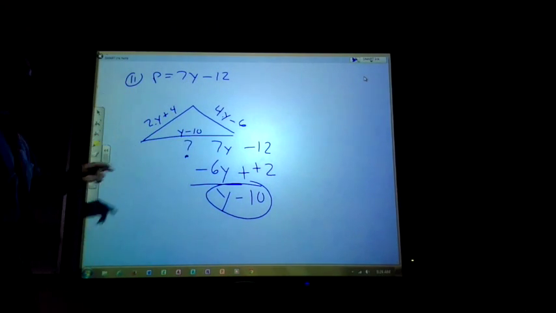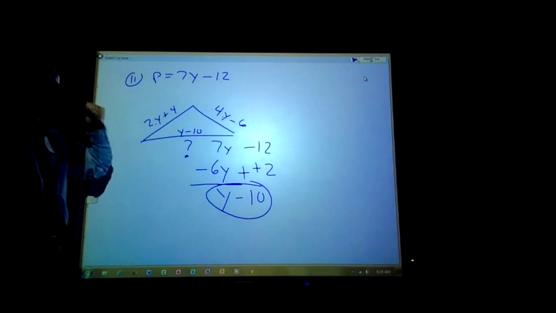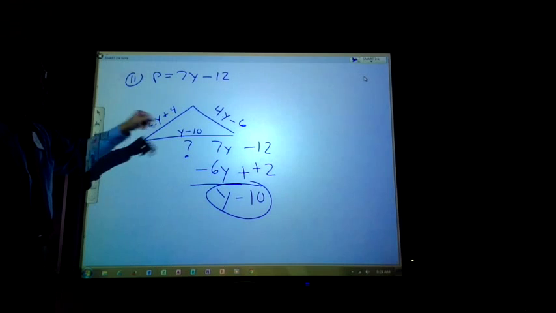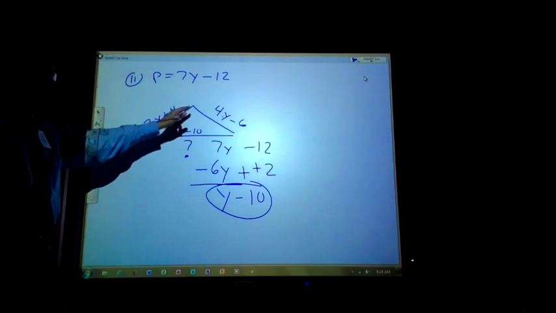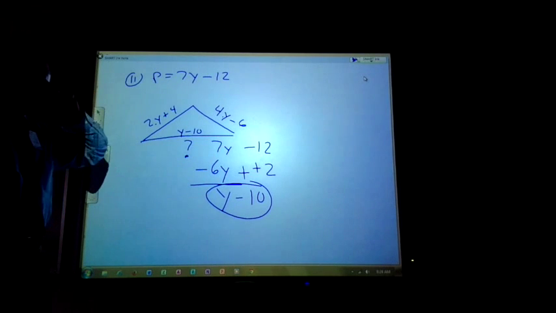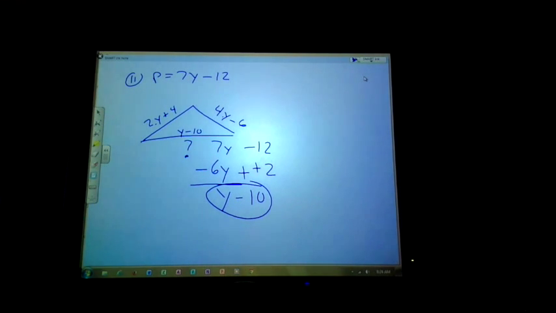You can double check if you're correct by doing this. 2y plus y is 3y plus 4y is 7y. That works. 4 minus 6 is negative 2. Negative 2 minus 10 is negative 12. Totally works. So you're just kind of undoing what you've worked on.